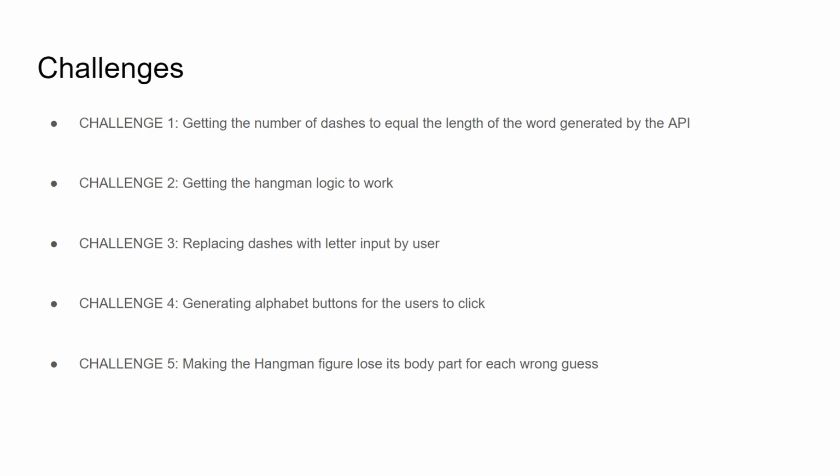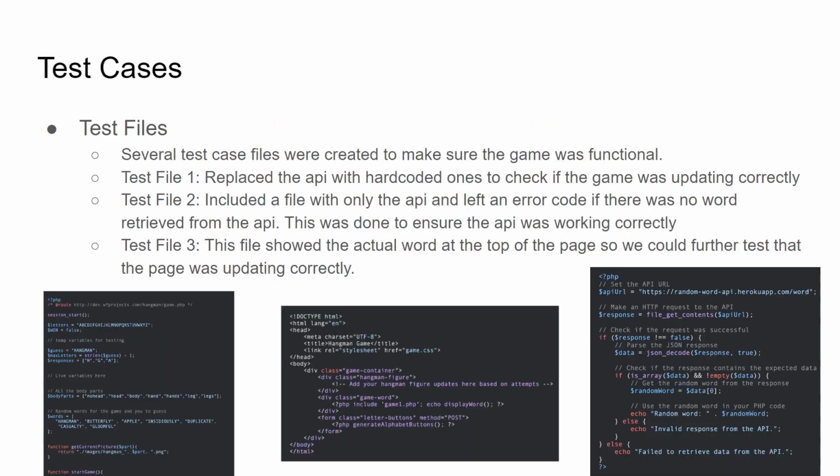Then also another issue was replacing the dashes with the letter that was chosen by the user if it was correct, given that it was a part of the word. And then also generating those alphabet buttons for the user to click. And then another challenge was making the hangman figure lose its body part for each of the wrong guesses, as I mentioned above.